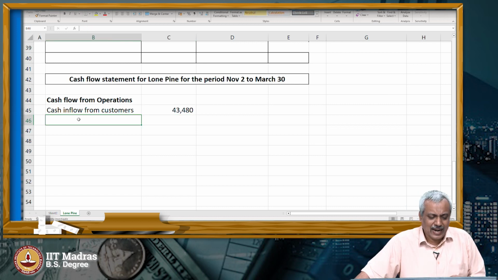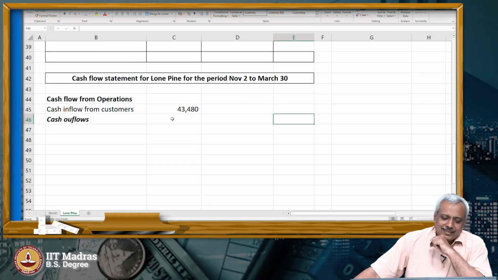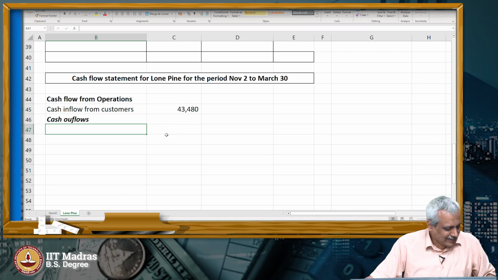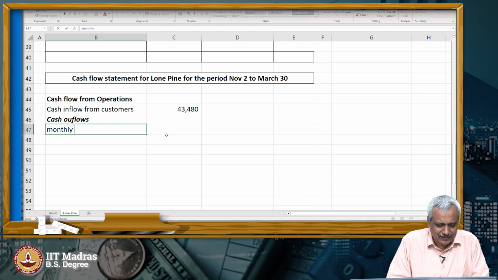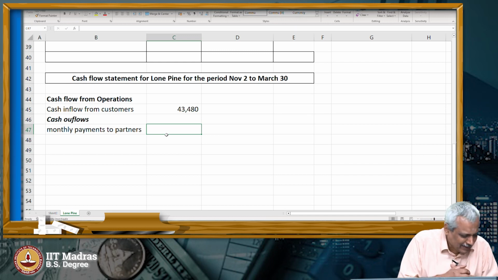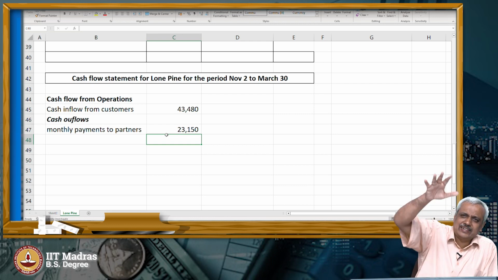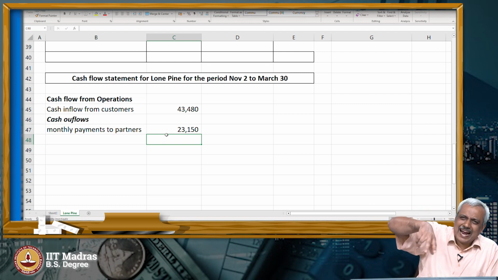Now let us look at cash outflows one by one. Let us start with the cash outflows related to operations. When we start with the cash outflows related to operation, there is monthly payments to partners. What is the monthly payment to partners? That is 23,150. It is part of your operations, core activity, money getting out. Why money getting out? Cash being paid.